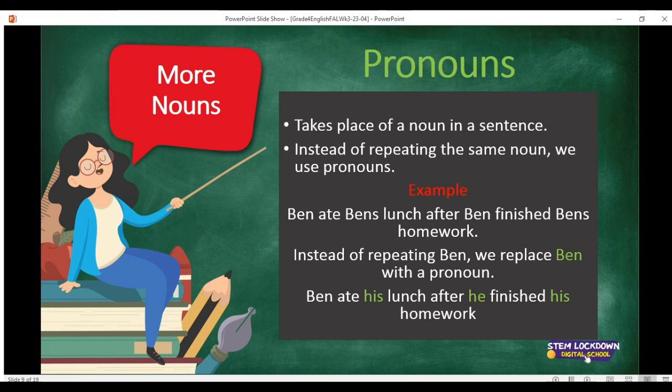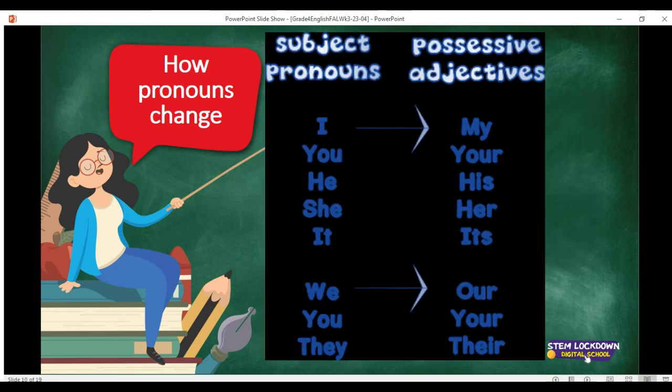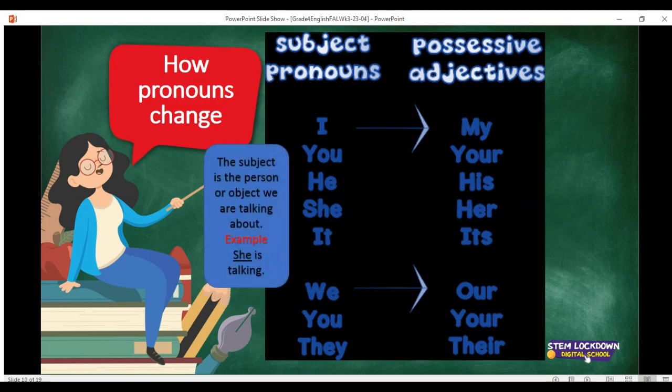So we're going to take a look at that now. So you'll see on the left side, I've got my subject pronoun. So remember we said what a subject was. A subject is the person or the object we are talking about in a sentence. So if I say, she is talking, so who is talking? She.